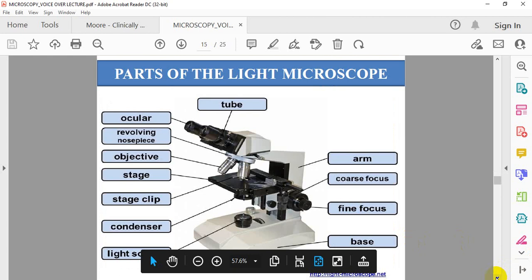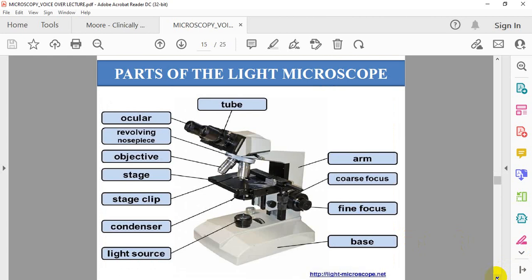So this is very important. I may bring a question and say label the parts of the microscope, or I'll give you the parts and say organize them, choose the appropriate one. So you have to be careful, learn this and memorize it.